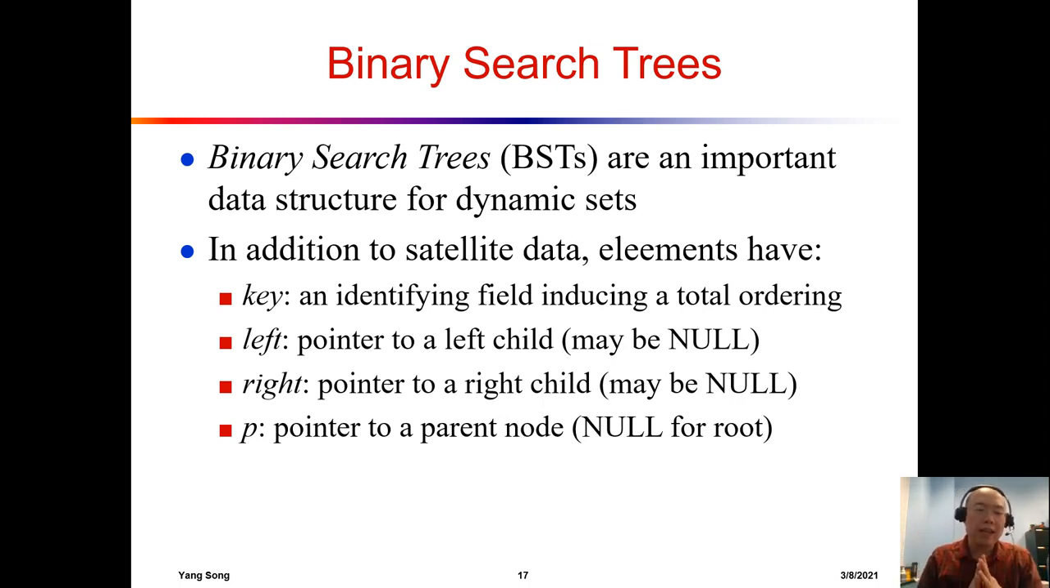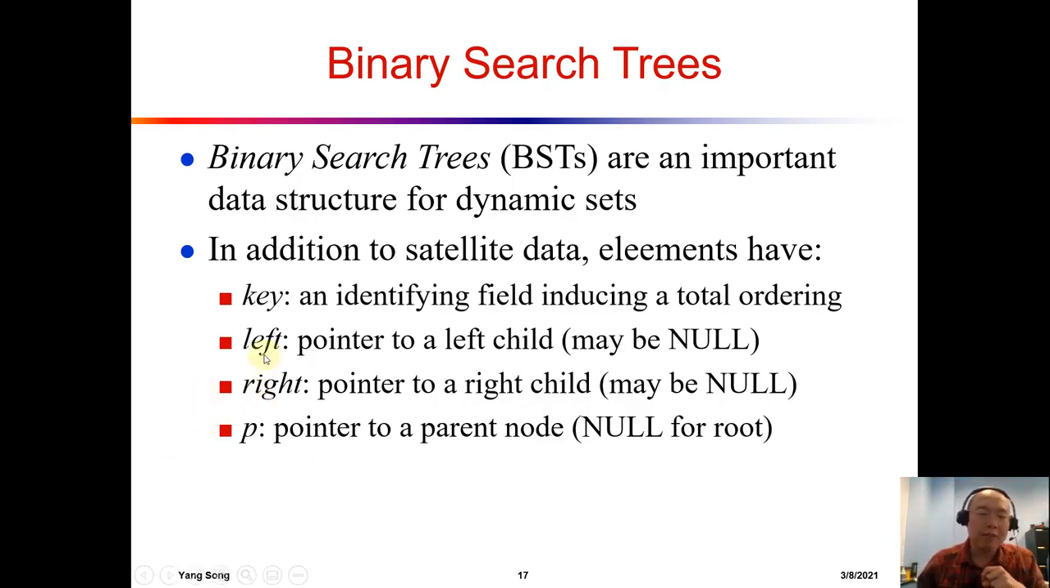Okay, and then other than the key and the set of data, we also have two cursors, one cursor down to the left child and another cursor down to the right child. And then, well, we also want to have another p, which is the pointer or the cursor pointing to the parent node.